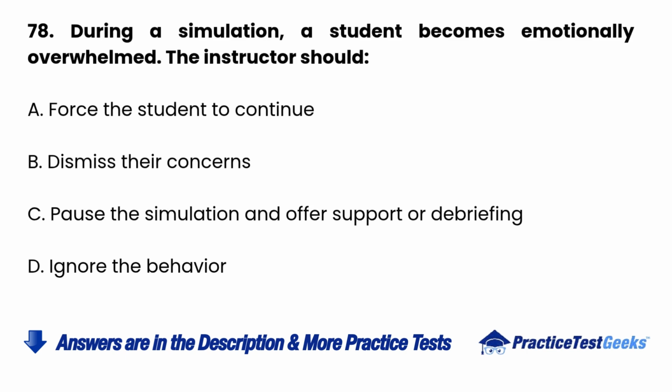78. During a simulation, a student becomes emotionally overwhelmed. The instructor should A. Force the student to continue. B. Dismiss their concerns. C. Pause the simulation and offer support or debriefing. D. Ignore the behavior.